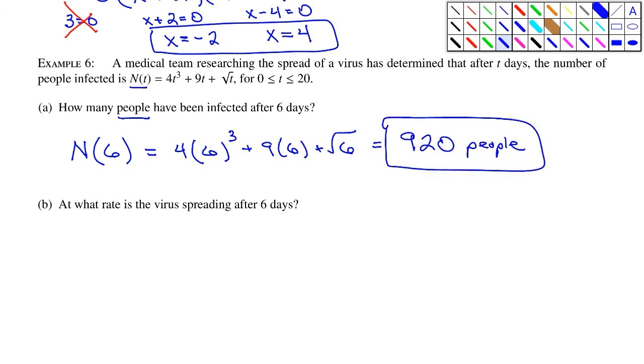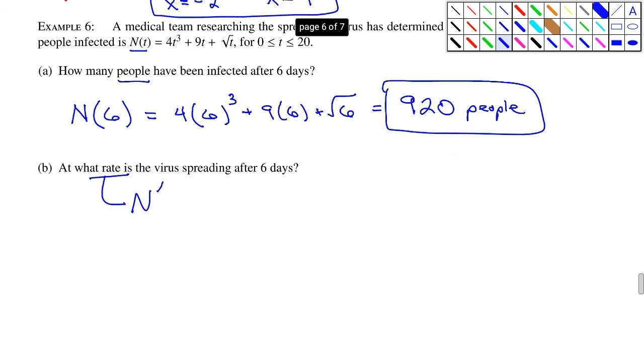And then part B, at what rate is the virus spreading after 6 days? Anytime you're asked for a rate, that's a big indication that you need the derivative. So let's take the derivative of n. The derivative is going to be, bring down the 3. 3 times 4 is 12. So it's 12t squared. Derivative of 9t is 9.